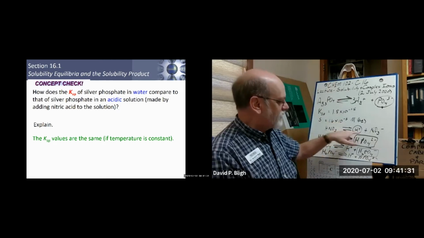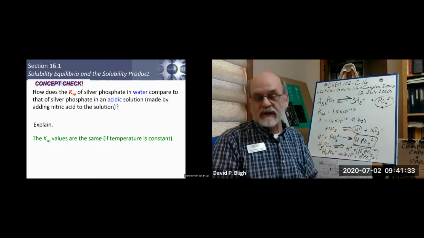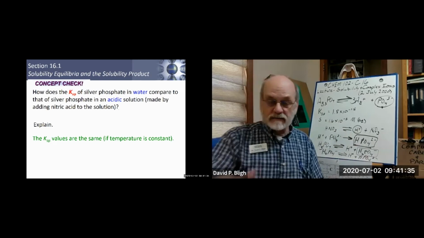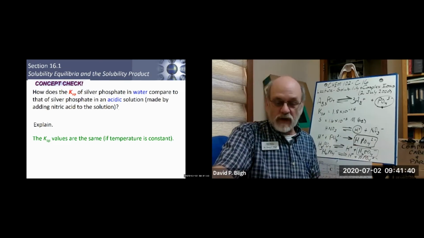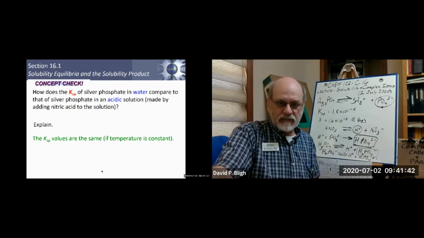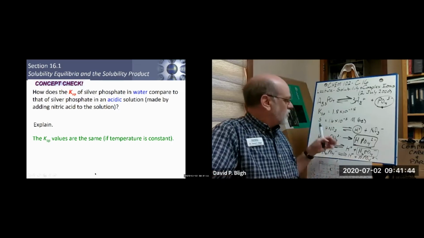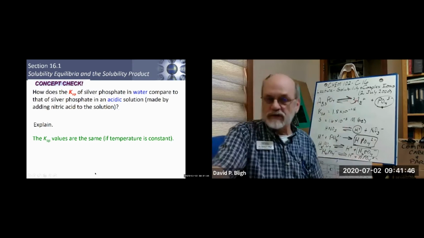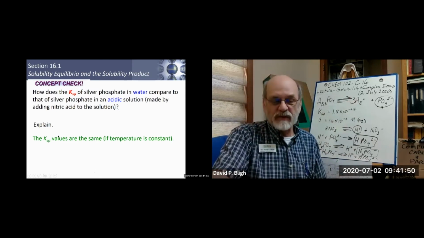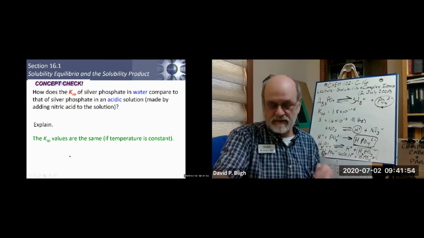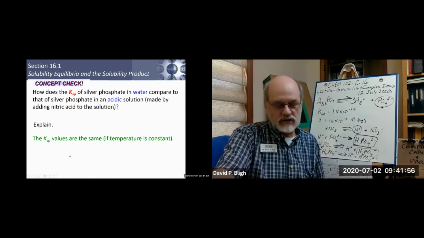And it all depends on how much acid you add. And it can be quantified. We can do our equilibrium ICE table and determine how much more of this will go into solution, or what the new solubility is. But it's all based upon this Ksp, which is constant as long as the temperature doesn't change.